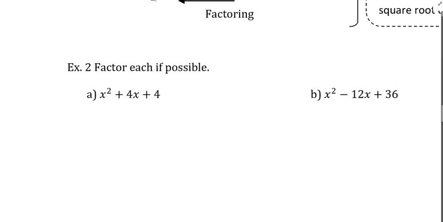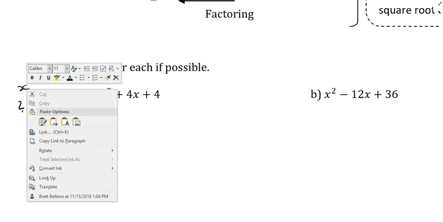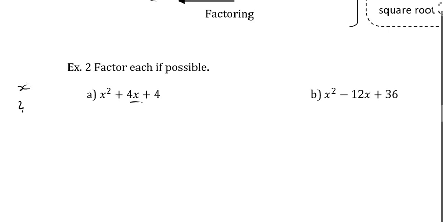This one's kind of tricky. 4 is a tricky number, but is the first term a perfect square? Yep. Is the last term a perfect square? Yep. So this would be like the square root of x squared is x. The square root of 4 is 2. 2 times x times 2 is 4x. So yes, this is a perfect square trinomial, which means I write it like this.